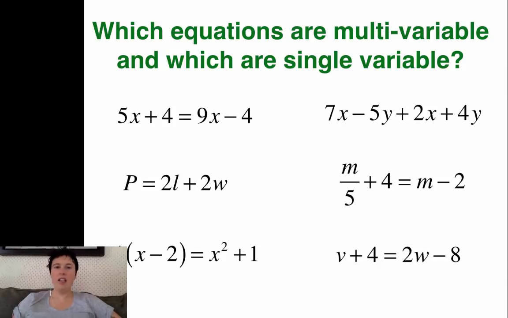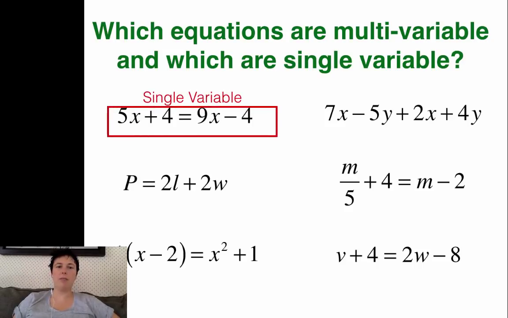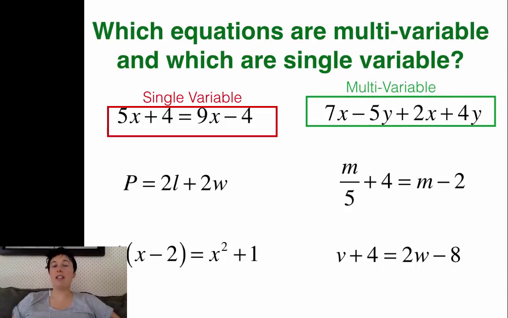Okay, all done? Let's see how you did. So I'm going to go through each of these equations. The first one, 5x plus 4 equals 9x minus 4. That's single variable. It's all x's. So I bet you if we solved it, most likely we'd get a pretty nice answer. I'm not actually going to solve it right now, but I'm not expecting one of those messy solutions. The second equation has x's and y's. That's multivariable. It's going to have a messy answer. Whether I'm solving for x or solving for y, I don't know. Someone would have to give me some directions.